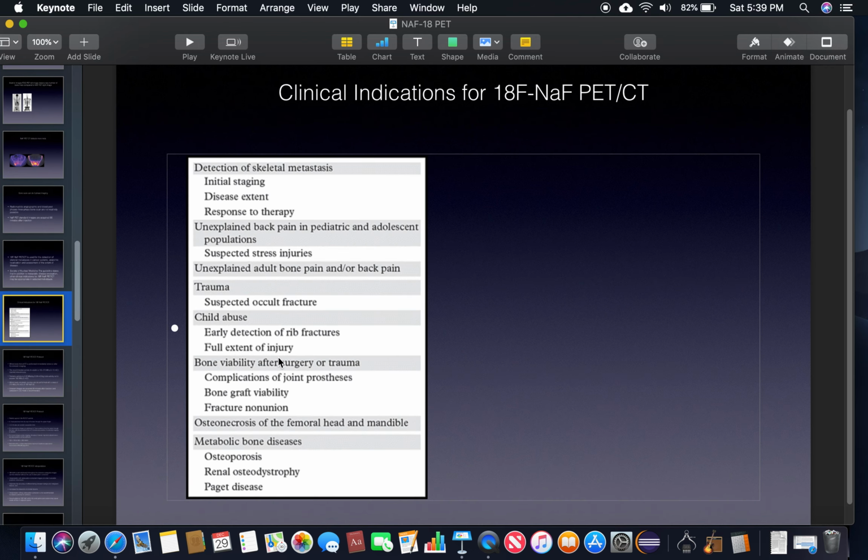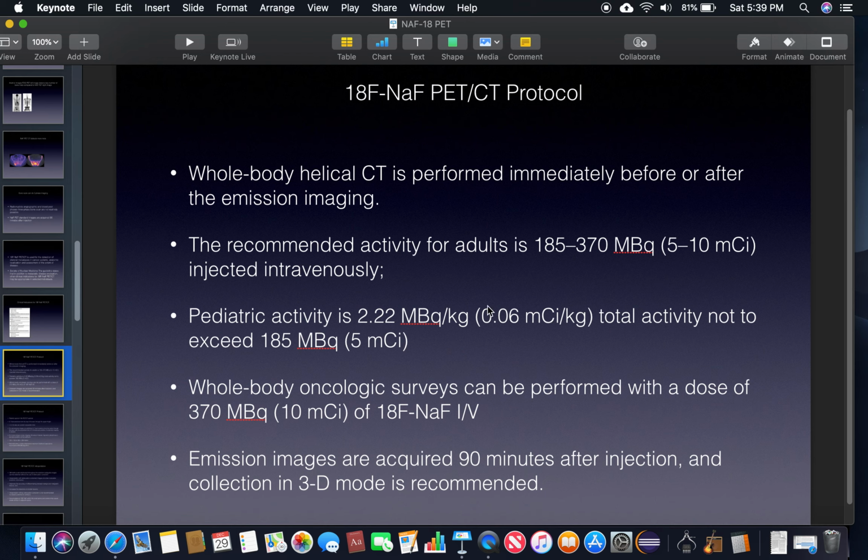Now, this is a table that I took from a Radiographics article, and there are multiple indications that have been described. I'm not sure that all of these are practically used in day-to-day practice, but certainly it is a good thing to keep in mind that you can use sodium fluoride for all these indications. I'm not going to go into the details, but quickly, the first and the best indication, obviously, is skeletal metastases, then of course unexplained back pain, trauma, child abuse, bone viability, osteonecrosis, and metabolic bone disease.